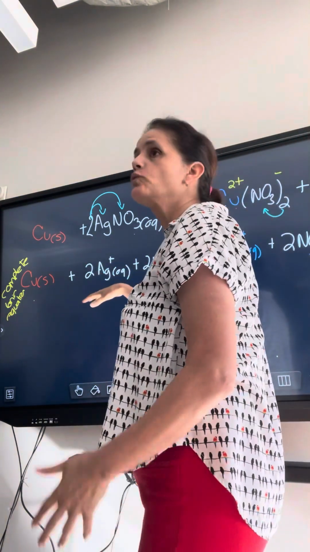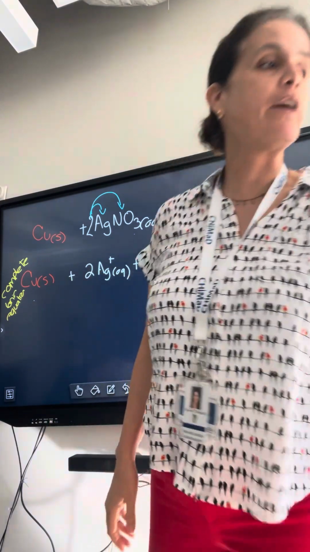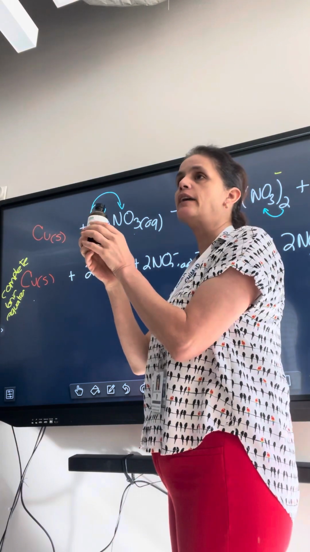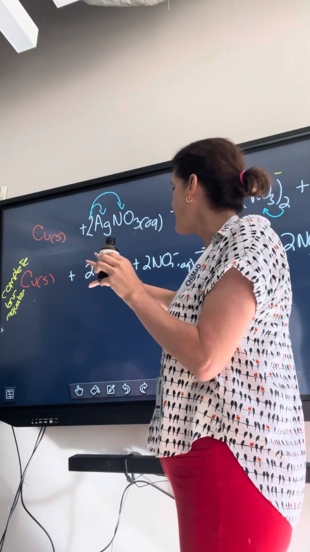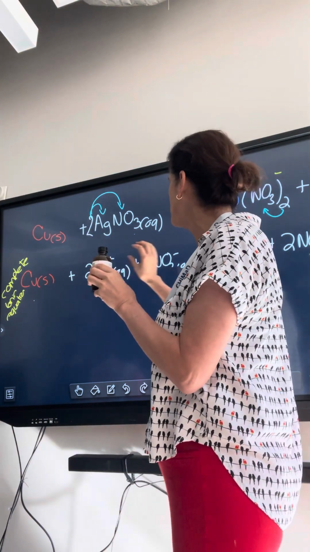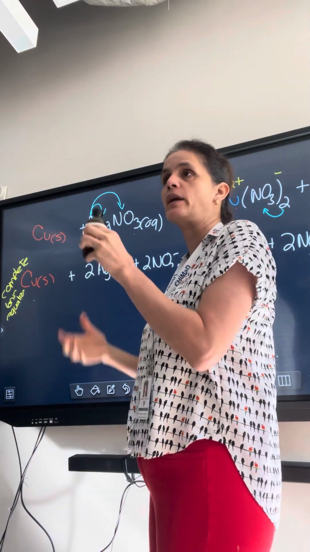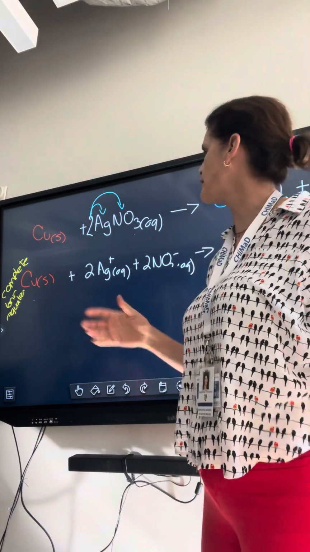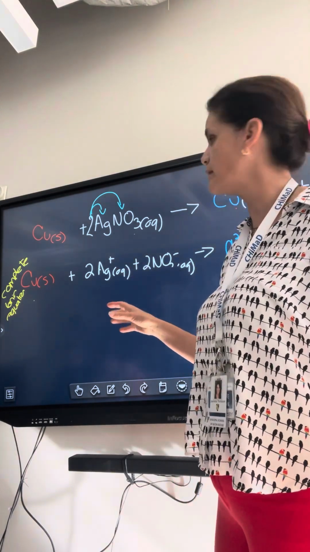So you write it like that because those are the separated ions. If I wanted to write what we really have, what I really have in here is not silver nitrate. I have silver and nitrate ions. So if I want to write it how it truly is, it's silver ions and nitrate ions, and they're separated, right? If it's aqueous, that means that you have to have them separated.